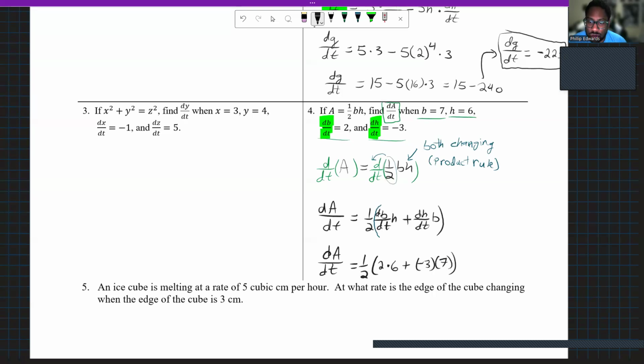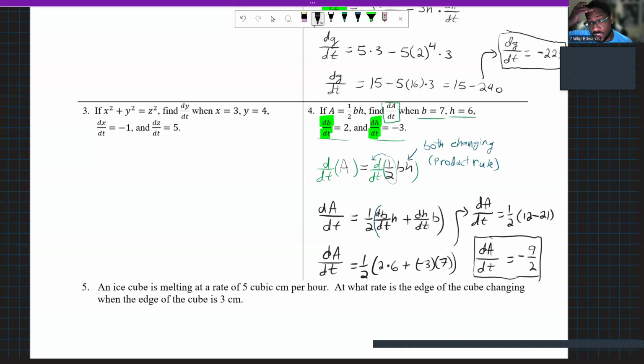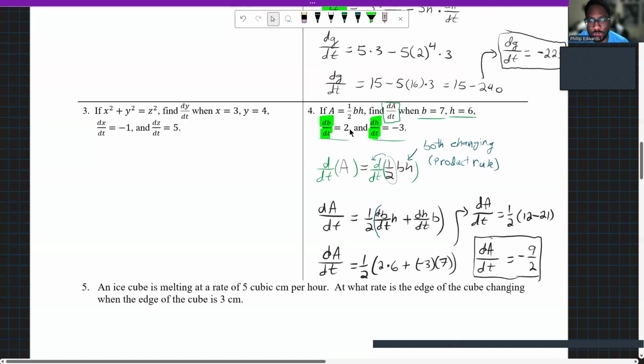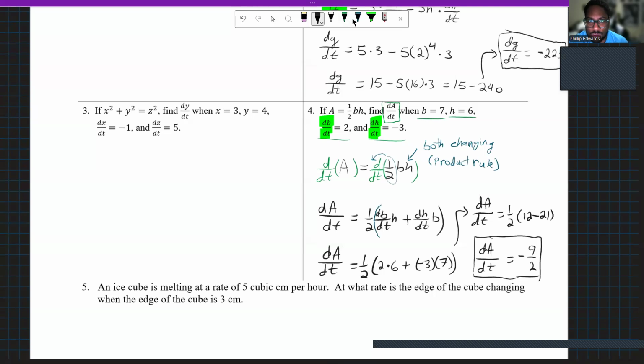And then you just go through, again, following your order of operations. So dA/dt is 1/2 of 12 minus 21. So that's -9. So the derivative of the area with respect to time is -9/2. Again, there are no units here, but like we said before, these should be in square units per whatever time increment, minutes, seconds, hours, days, however you're working with it.